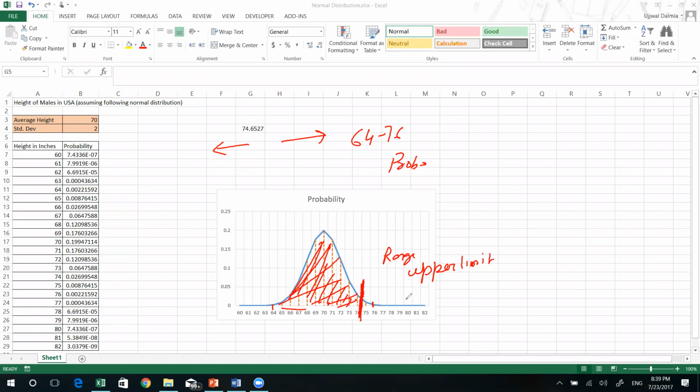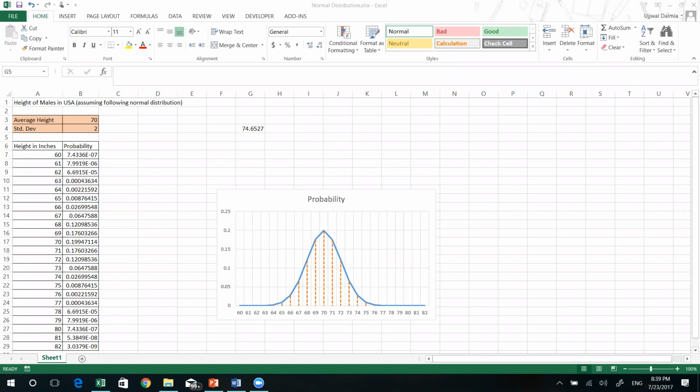Exactly, guys. So whenever we try and provide the probability, we have to make sure we are providing the probability till the upper limit we want to find out. Okay, is everybody clear on that? Yeah. All right. Now I think I have a few questions which we can look at.